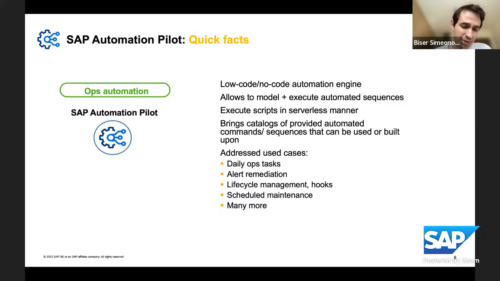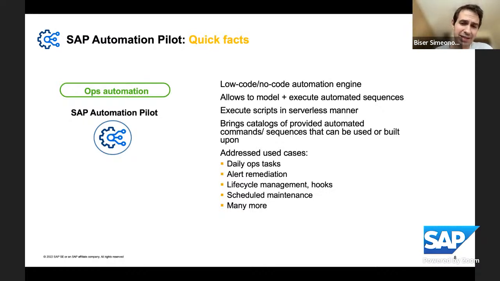So in order to optimize the whole process, bring further capabilities, and actually save time for our customers, we provide a catalog which is part of the automation pilot, and we're going to see that in a second. Out of that catalog, you can consume already created commands and use those commands to build the different parts of the automated sequence that you would like to be executed.